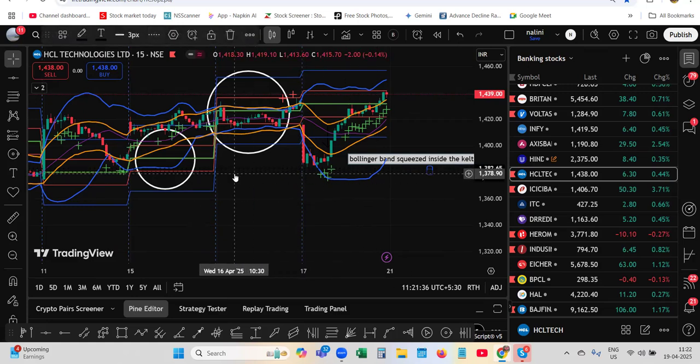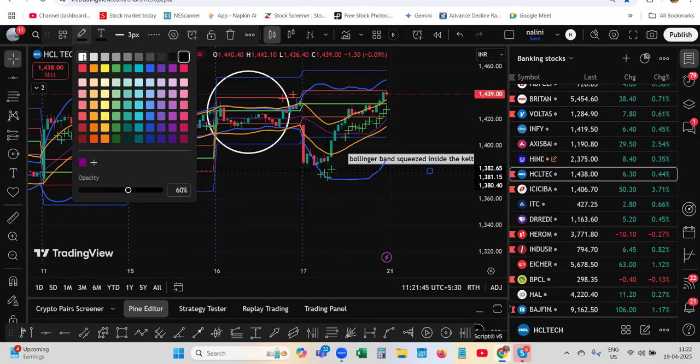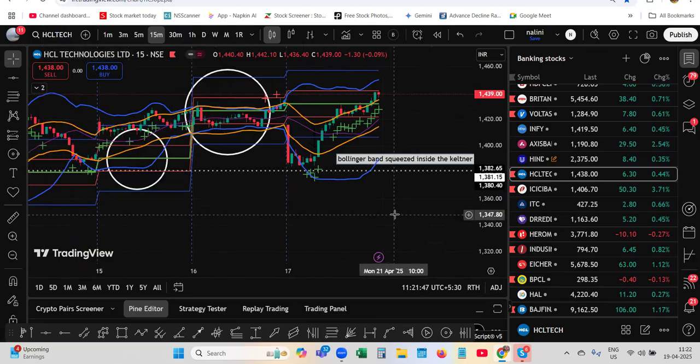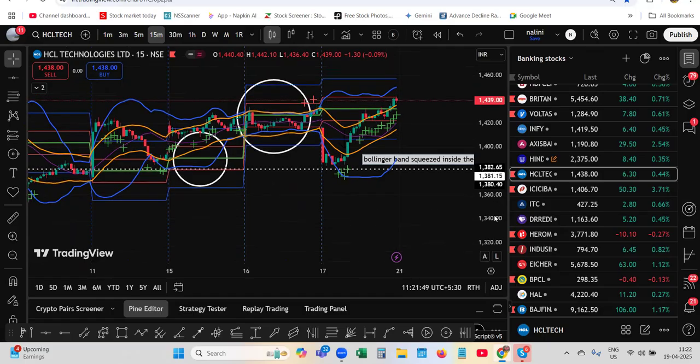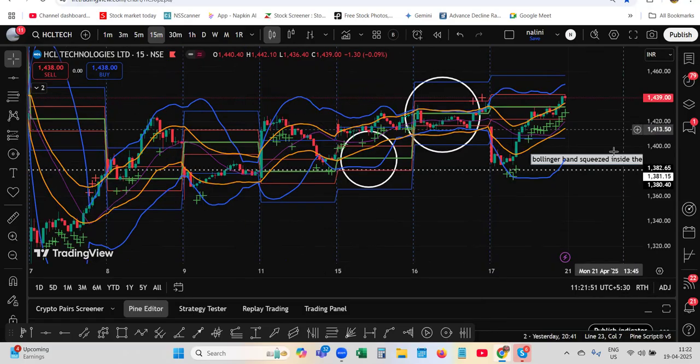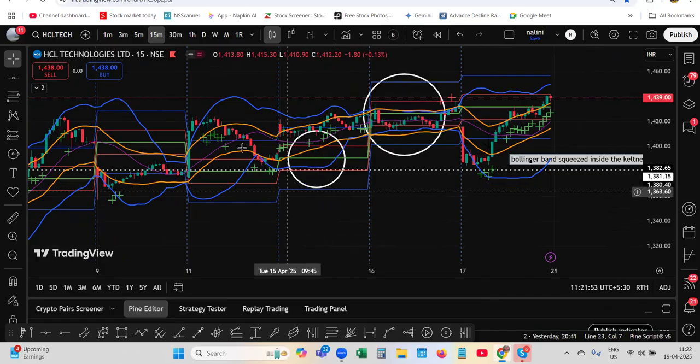I'm not able to apply that. I don't know why it is not selecting. Maybe the color, that is a black color. That's why we are not able to see here. You can see even these levels, our levels will help you.